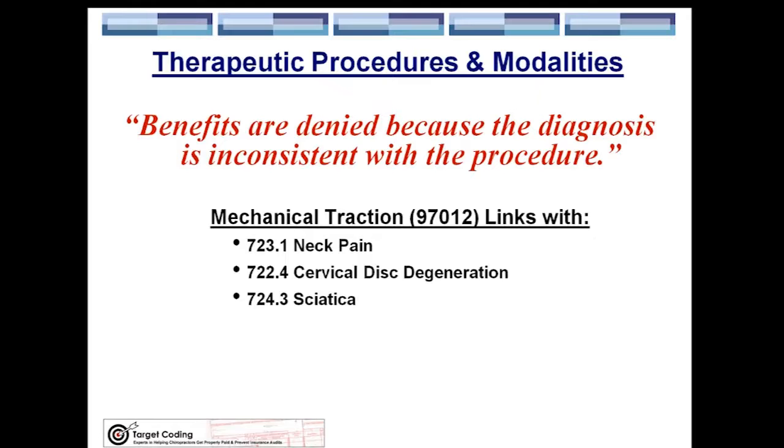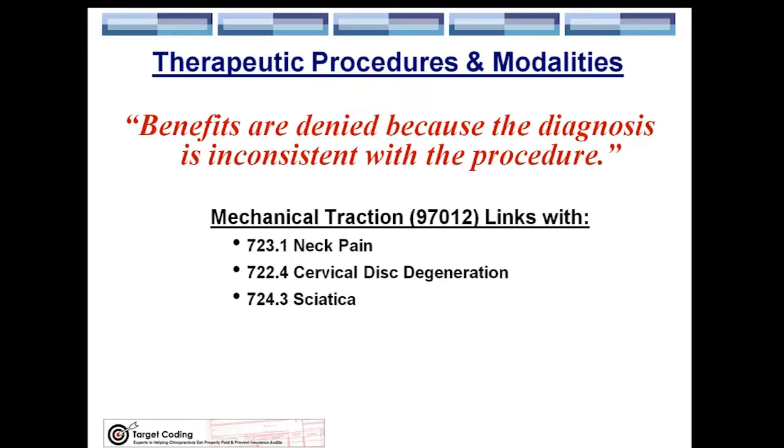Now, you should understand the clinical rationale for every procedure that you bill. So the clinical rationale for traction is to separate and stretch the spinal segments. Traction is used to help promote joint hydration. It helps to promote gliding of the joint facets. These are the key words you should have in your documentation. If you want to learn more about that, contact us.